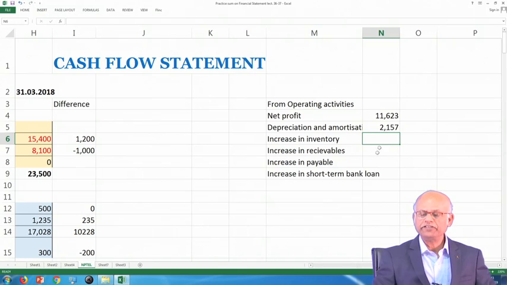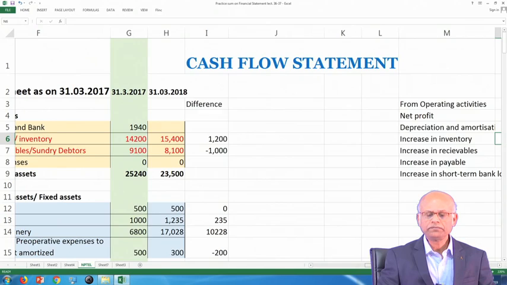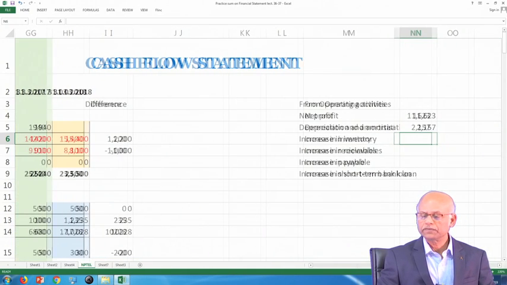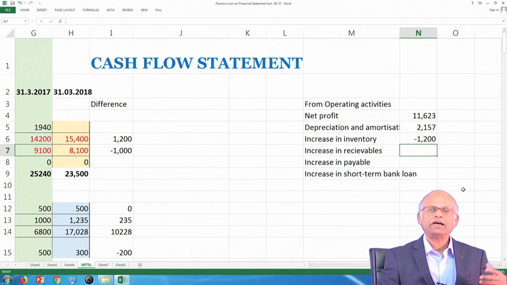Now, increase in inventory: if inventory increases, we said there is a cash outflow. So, if there is an increase, it should be deducted. We write is equal to, with a minus sign here, so that it nullifies the increase or decrease depending on the case, and then we pick up the data. So, it becomes minus 1200. There is an increase of inventory, so that means minus 1200 of cash outflow.